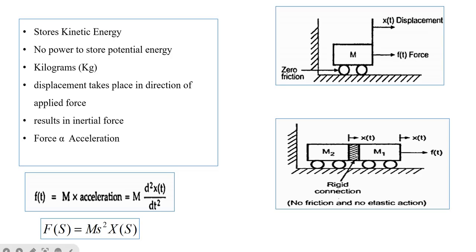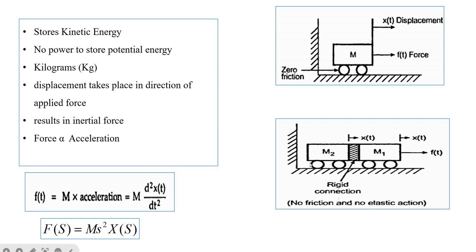Suppose you have two masses M1 and M2. These masses are connected to each other as shown here in the figure, and you are applying a force F of t on M1. There will be a displacement of x of t for M1, and there will be the same displacement x of t for M2 also, because the force which is applied to M1, the same amount of force will be applied to M2. Why? Because M1 will not consume any force, since it doesn't store the potential energy.